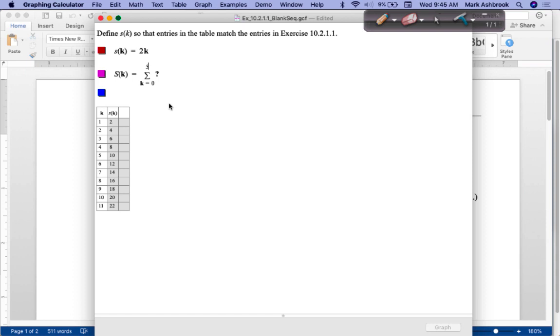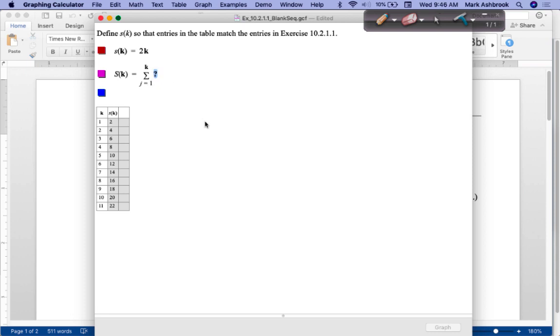Now we've got to think about this. When we say the kth partial sum, we're adding up the first k terms, right? So what should this be? That should be k. So we can't use k for the index in the summation. K is what we're summing up to, the number of the last one. So we need to choose something else. I'll choose j, and j is going to start at 1.